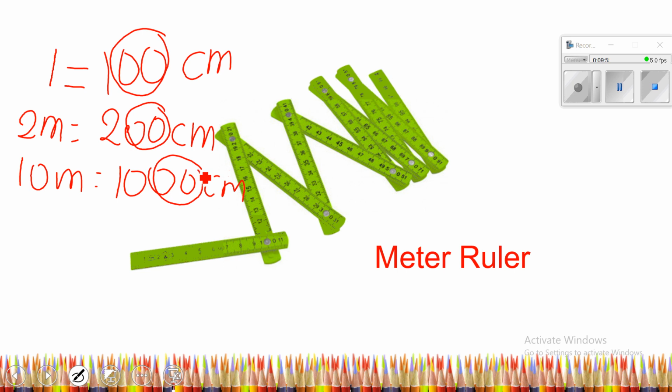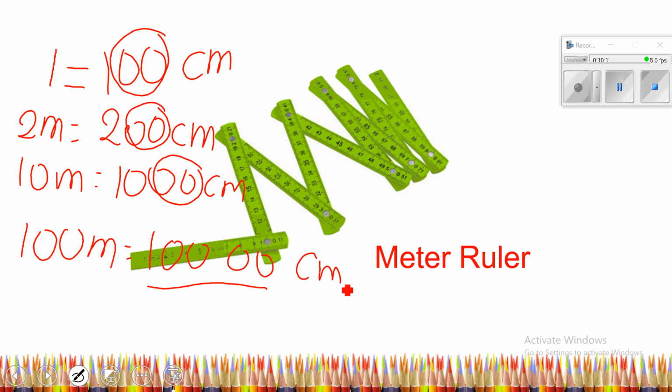Okay, it's like counting by hundreds. So, for example, let's make it harder. If I have 100 meters, how many centimeters? Just put double zero. Here is 100 and here is 100. So it's 10,000 centimeters. So you remember that each 1 meter equals 100 centimeters.